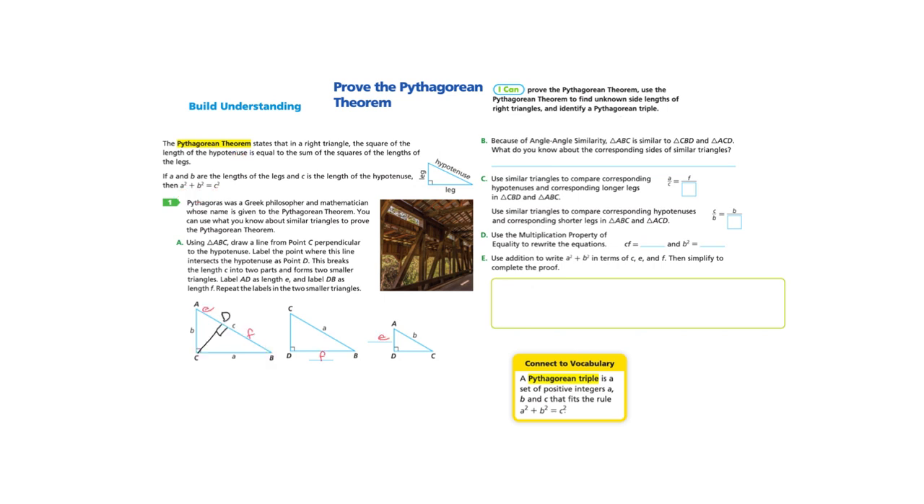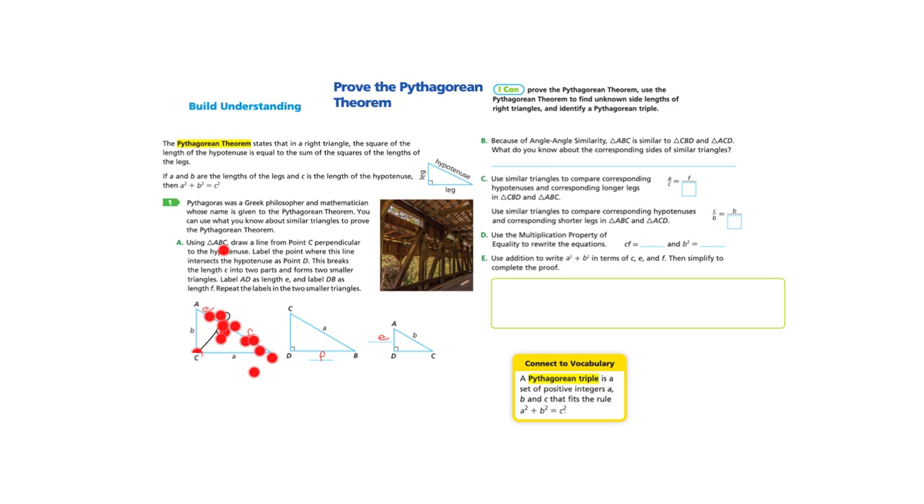All right, so let's look at what they say here in A. It says using triangle ABC, which is this triangle here, draw a line from point C perpendicular to the hypotenuse. So I did this ahead of time. Perpendicular, if you remember, means that when two lines are perpendicular, they form a right angle. So there's the right angle. Label that point D where it intersects the hypotenuse. This breaks this length C into two smaller parts. Label AD as length E and label DB as length F.